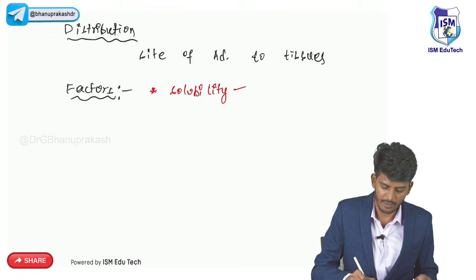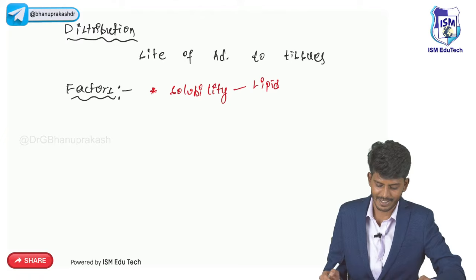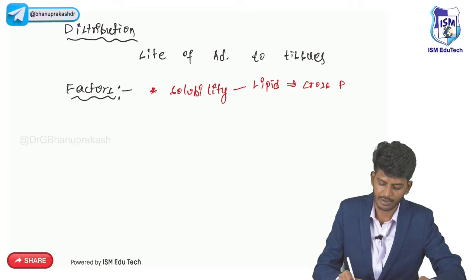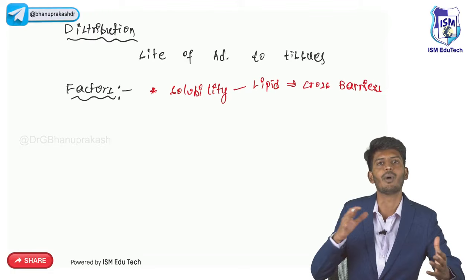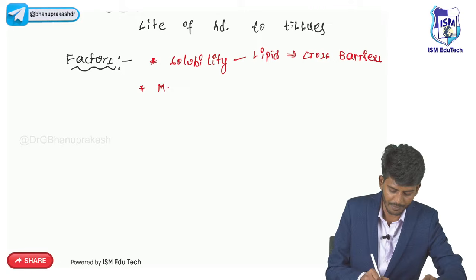If it is lipid soluble, it will cross all the membranes, for example, the blood-brain barrier and the blood-placental barrier. So if it is lipid soluble, it will cross the barrier, and if it crosses the barrier, it will reach a wide range. If it is water soluble, definitely the distribution will differ. Again, size matters, I told you, right? So what do I mean by this? The molecular weight of the drug.